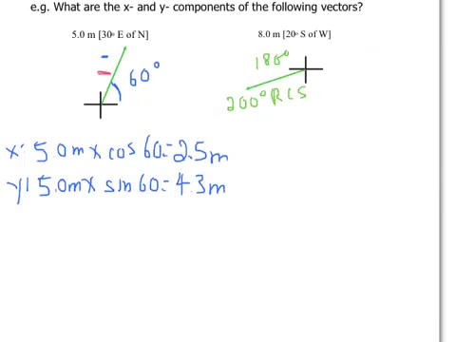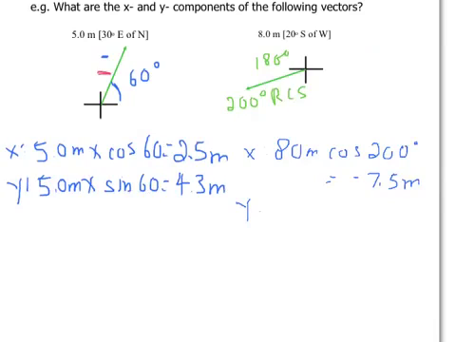RCS. Another benefit of using the RCS or Cartesian method is that it automatically adjusts for positives and negatives. Remember, if a vector is pointing to the left or down, its horizontal and vertical components will be negative. In the x direction, again, the trigonometry function to use is cosine. So for this vector, it is 8 meters times the cosine of 200 degrees, which is negative 7.5 meters. And it's negative again because it is pointing to the left.